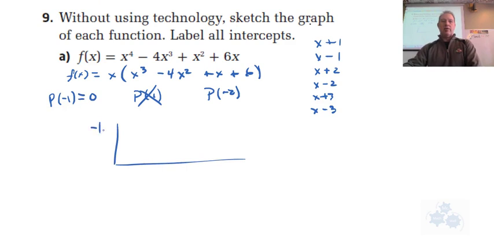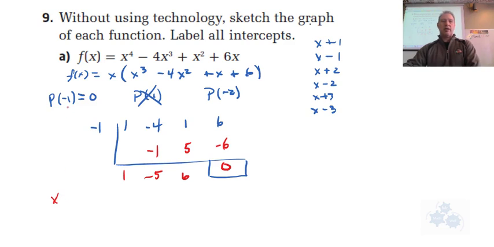So let's put negative 1 there. Let's put our coefficients above: 1, negative 4, 1, 6. A little box for our remainder there. And let's do a quick synthetic division. 1, negative 1, add, multiply, add, multiply, add. Boom. Awesome.